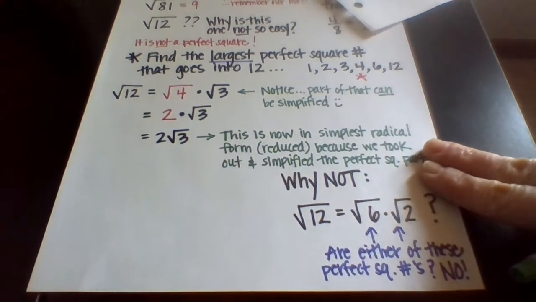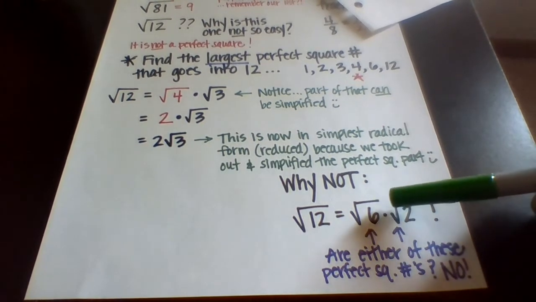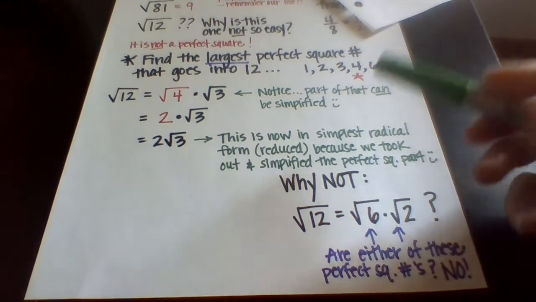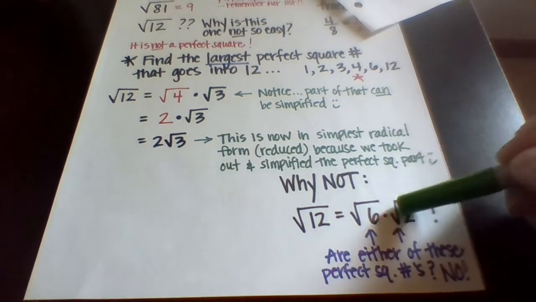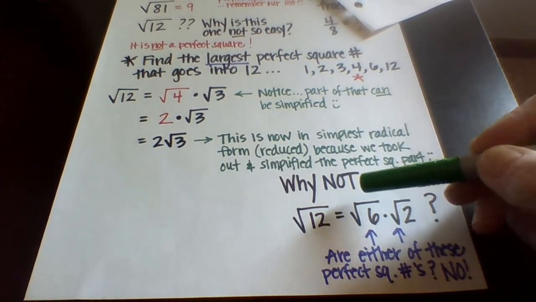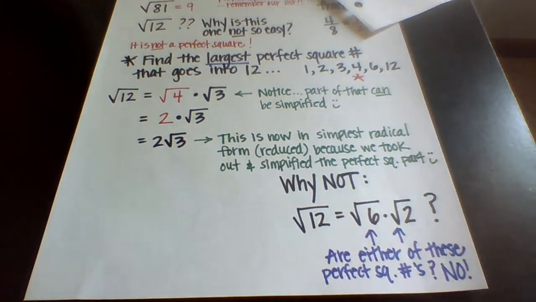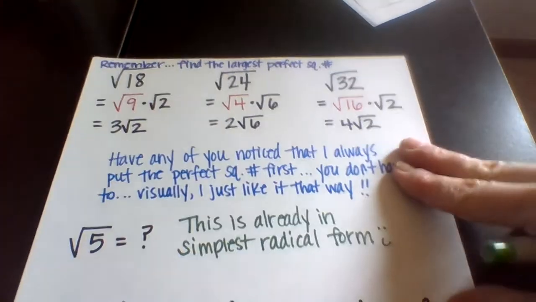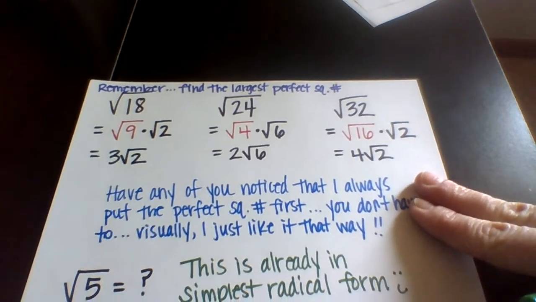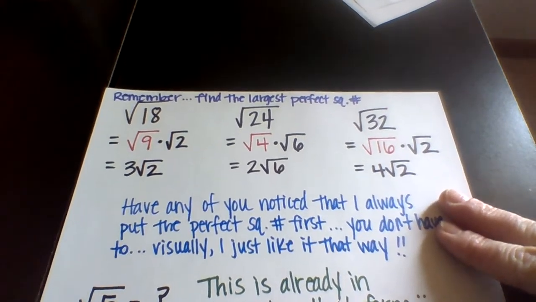Why would we not use the square root of 6 times the square root of 2? Those are factors of 12. There's nothing wrong with this. This is true. The square root of 12 is the square root of 6 times the square root of 2. But neither one of these are simplifiable, so they're kind of worthless when we're doing simplest radical form. So with that being said, let me show you a few more examples. Remember, always try to find the largest perfect square number. Like I said, we're going to talk about that in just a little bit.